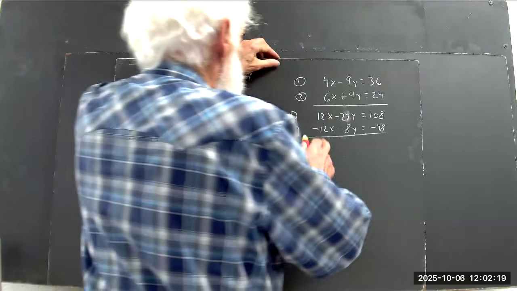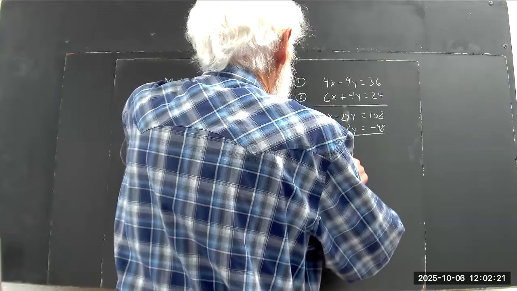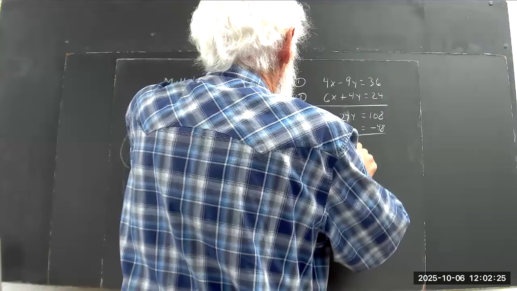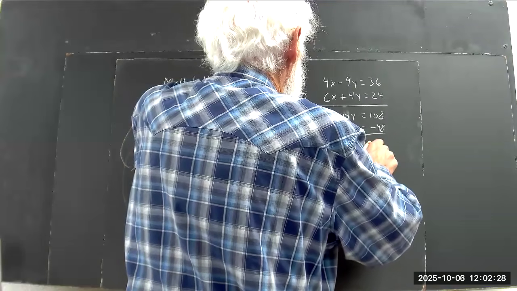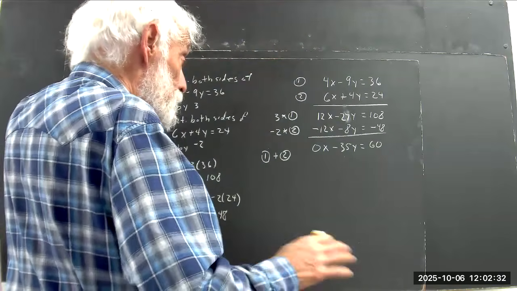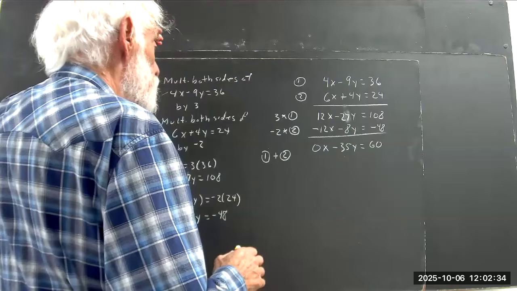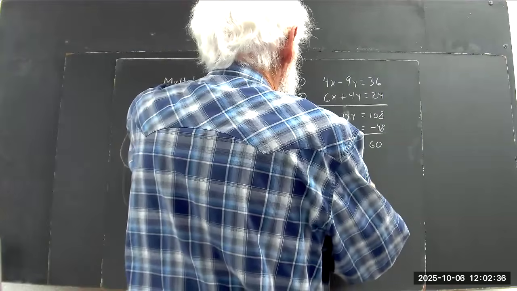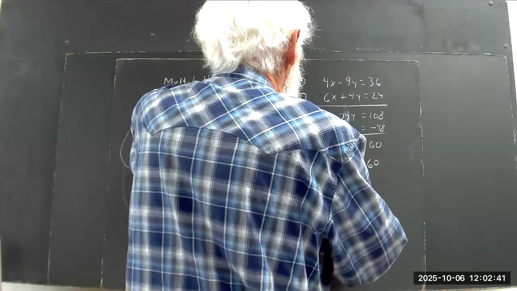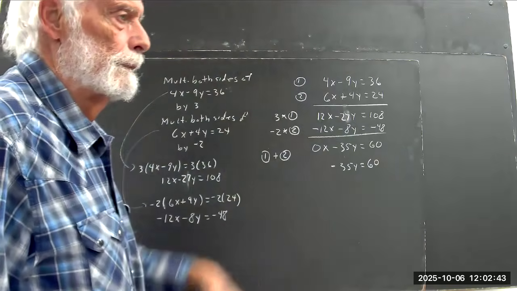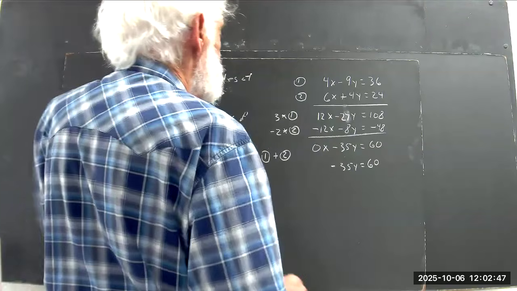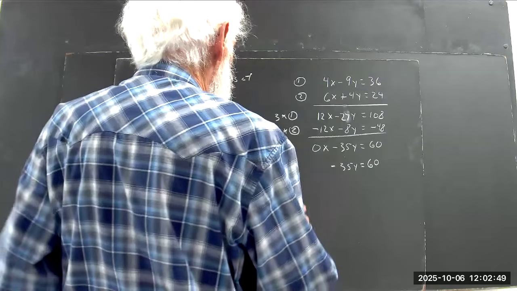Okay. Well, if we do this, we get 0x minus 35y equals 60. I think everybody who was participating in this problem got it. So we write down -35y equals 60. And now we solve. We no longer have a system of 2 equations.